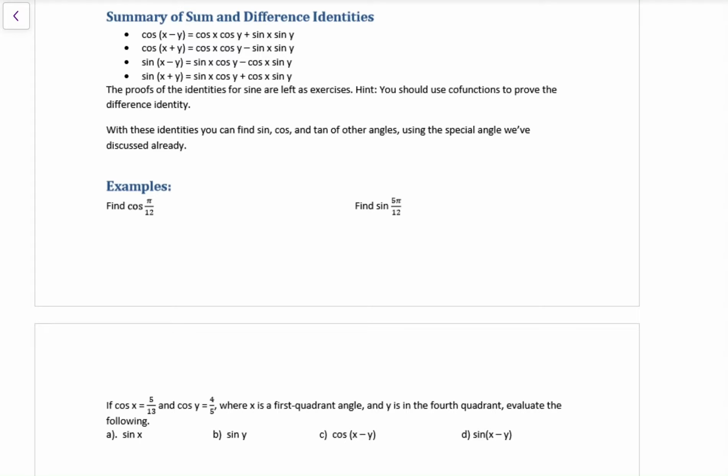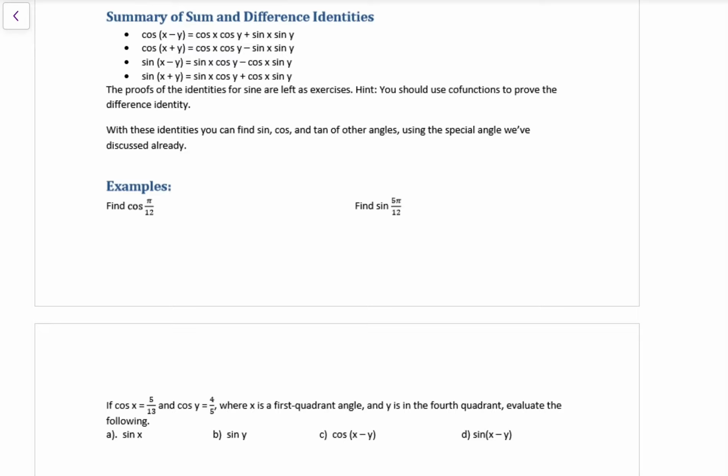The word sum and difference just tells us if we're adding or subtracting 2 angles. So we would call the first one the cosine difference identity. The second one we would call the cosine sum identity, and then the sine difference identity and the sine sum identity. And we notice we have a few formulas there, and you see what those things are equal to. And again, they will be proved in another video.